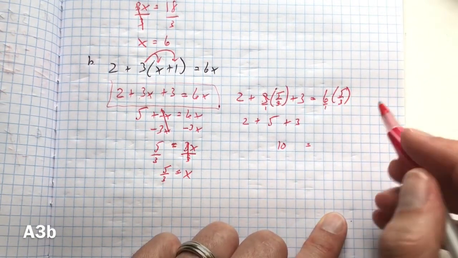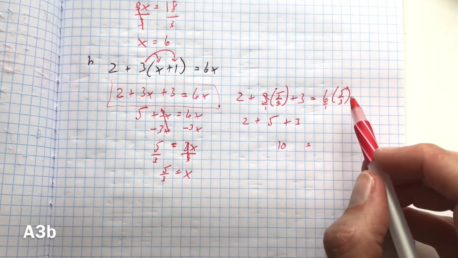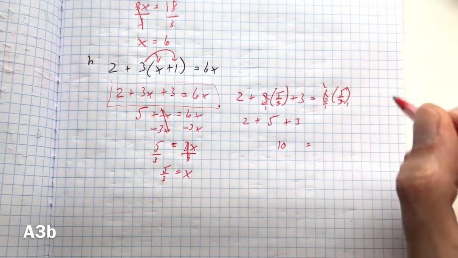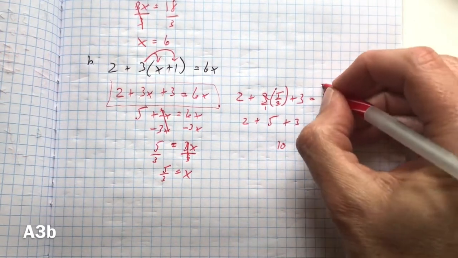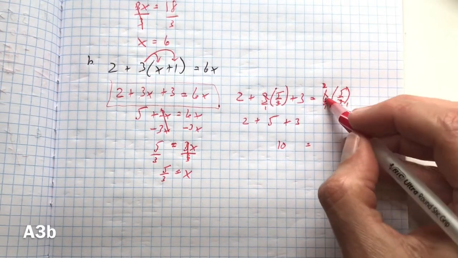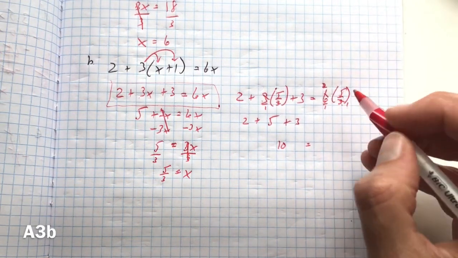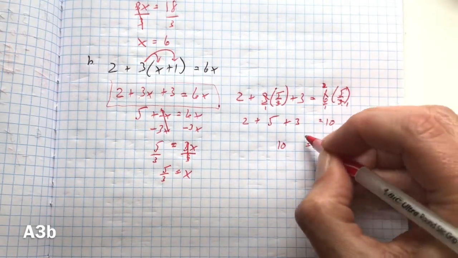Same process here. I could cross cancel, or I could leave it that way, but I should just cross cancel. This is going to be a 1, this is going to be a 2, because 3 divided by 3 is 1 and 6 divided by 3 is 2. Divided by 3 in both cases. 2 times 5 is going to be 10, and there it is, 10 equals 10.